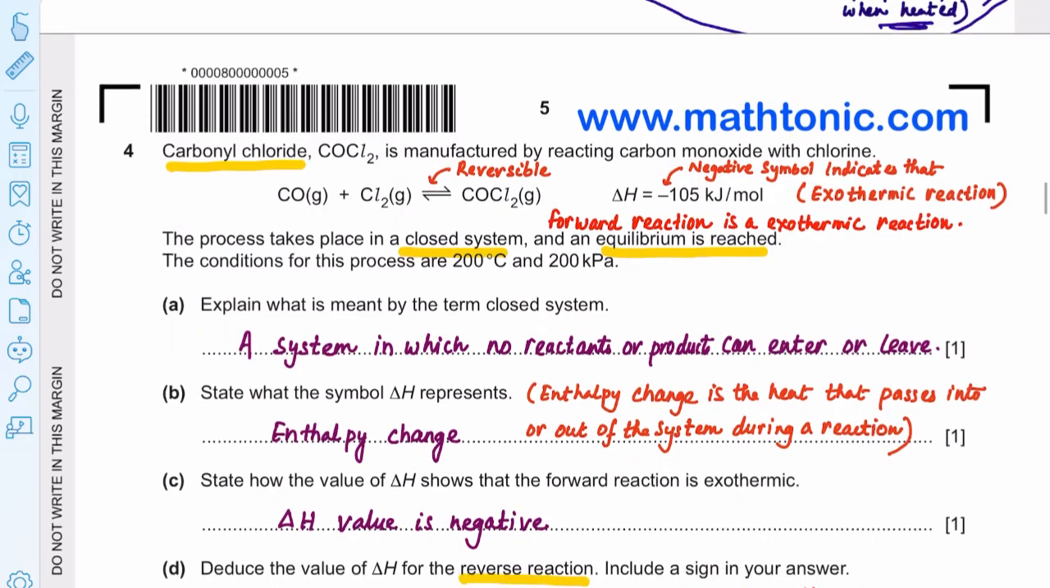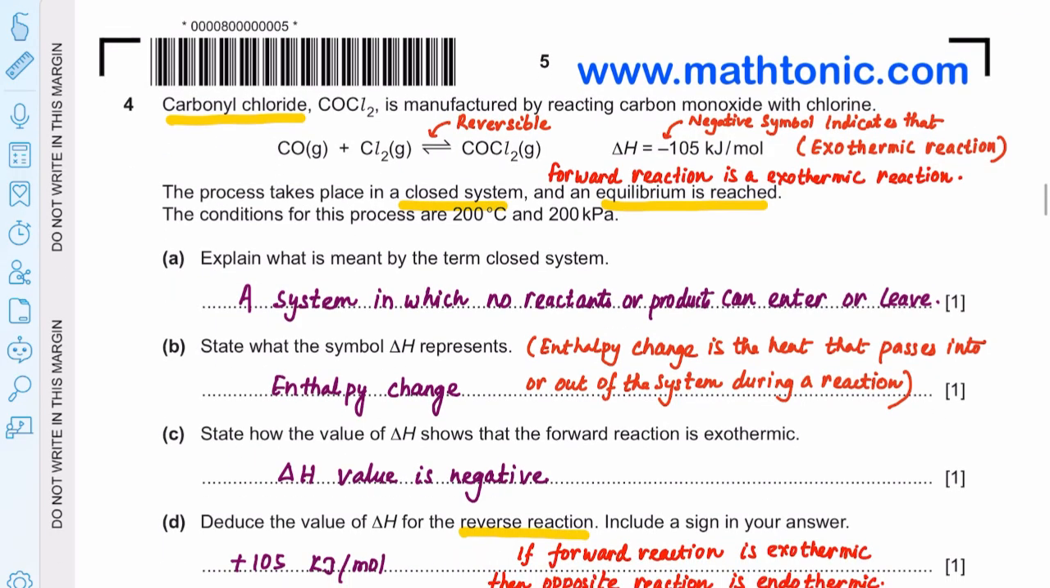Now question number 4. Carbonyl chloride, COCl2, is manufactured by reacting carbon monoxide with chlorine. So this is carbon monoxide, this is chlorine, this is COCl2. The enthalpy change is given as -105 kJ per mole. You can see this enthalpy change is negative, and the negative sign indicates an exothermic reaction. You have to remember that, everyone.